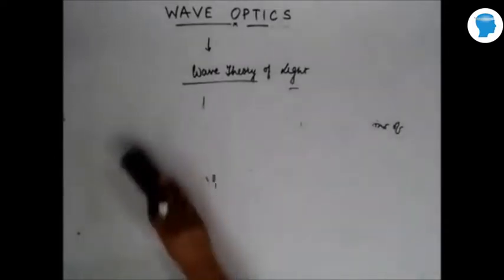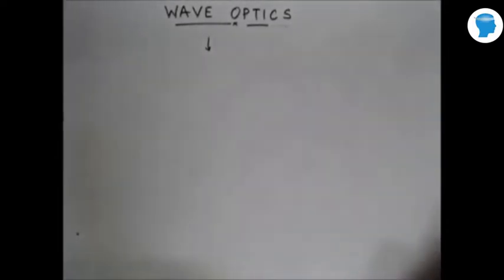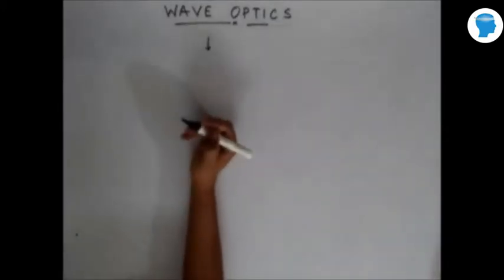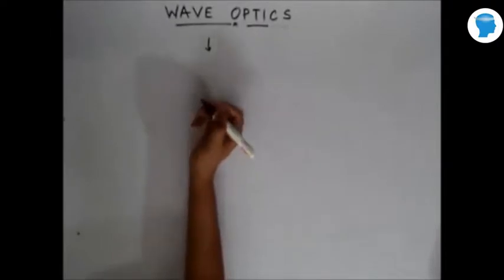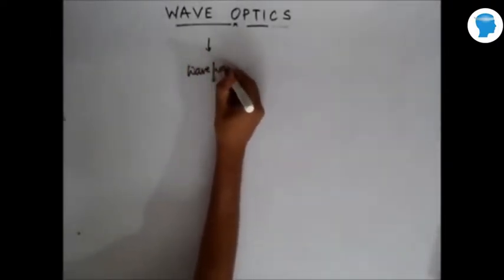Now let's begin with what Christian Huygens had proposed, and let's prove the laws of refraction and reflection with his principle. Before we do that, let's understand a concept known as a wavefront.